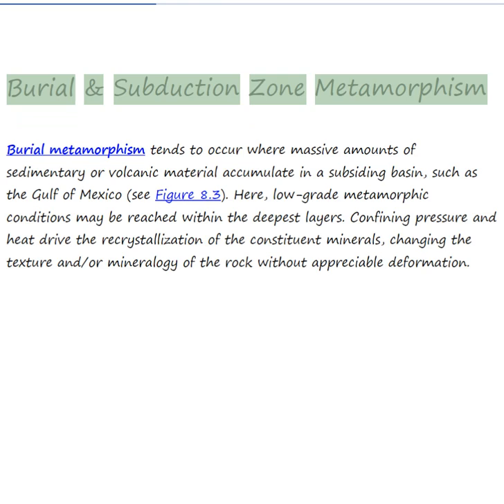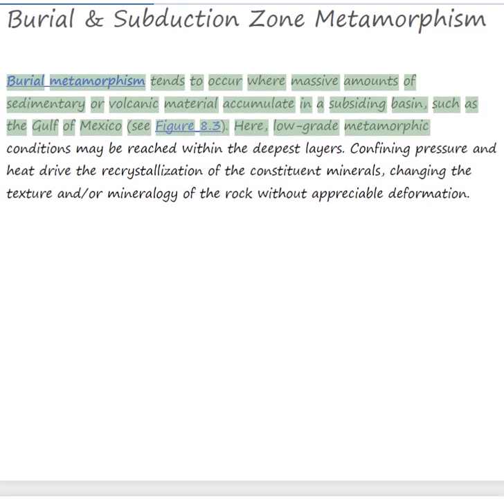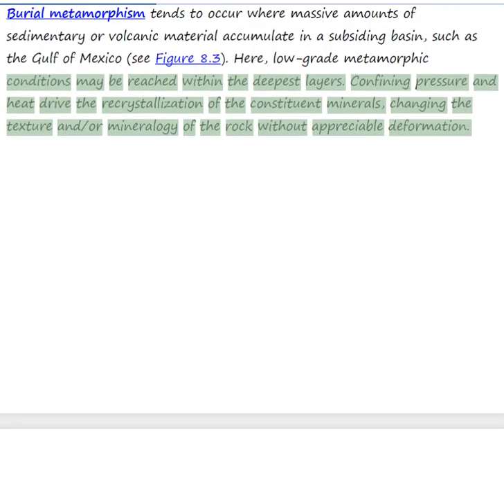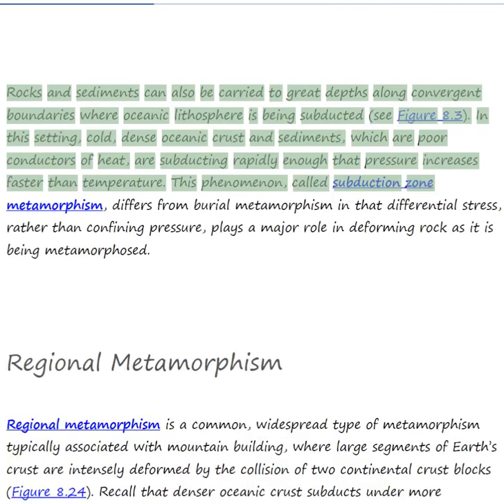Burial and subduction zone metamorphism. Burial metamorphism tends to occur where massive amounts of sedimentary or volcanic material accumulate in a subsiding basin, such as the Gulf of Mexico. Here, low-grade metamorphic conditions may be reached within the deepest layers. Confining pressure and heat drive the recrystallization of the constituent minerals, changing the texture and/or mineralogy of the rock without appreciable deformation.